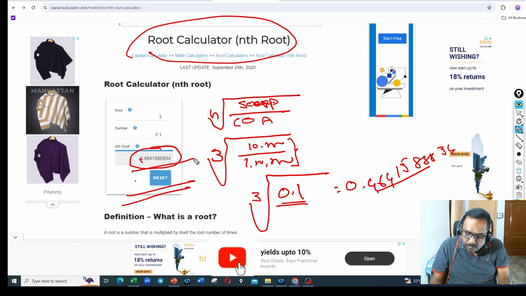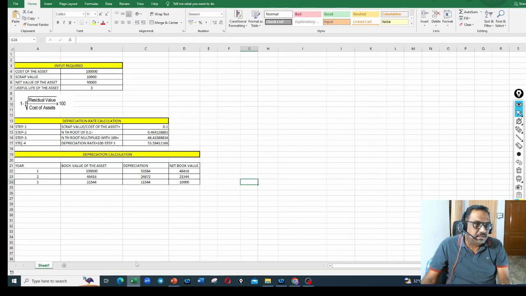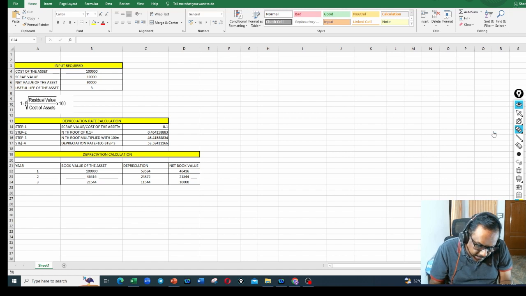Now I'm going back to my Excel sheet. Step 2, how did I get this? I calculated nth root for 0.1. So I got the amount 0.461588883. I have taken the same amount. So 0.1, how did I get it? By doing this exercise. When I calculated the nth root, I got this point.